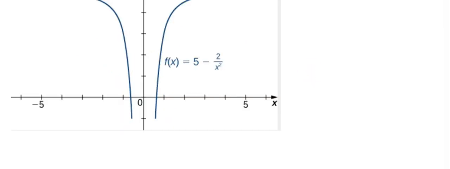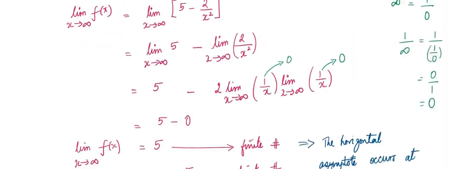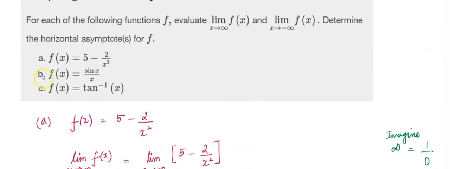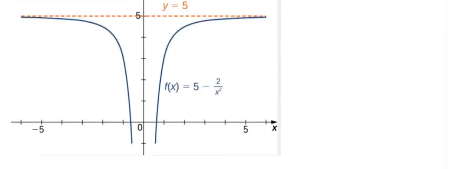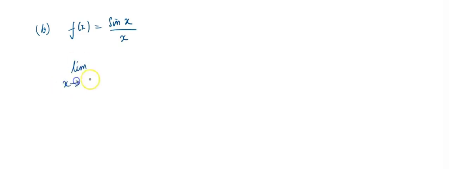Now that concludes our response for question 1. We move to part B. Part B was to find the limit, once again, for f of x equals sine x over x. So let's write that down here. B was f of x equals sine x over x. So we're asked to find the limit as x approaches positive infinity of f of x. And that's going to be the limit of sine x over x.